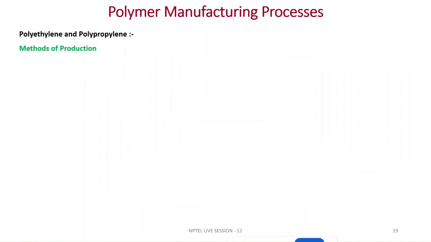So what are the methods of production for polyethylene and polypropylene kind of polymers? The first method is the high pressure method of this kind of polymer production. The high pressure is maintained around 1000 to 2500 atmosphere.